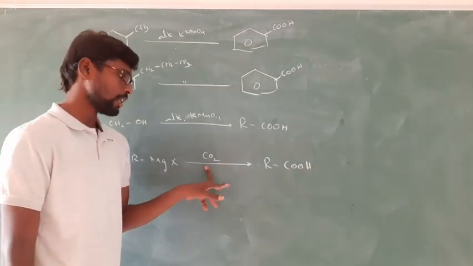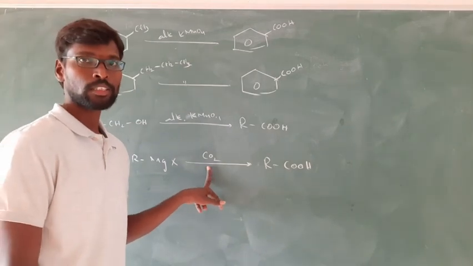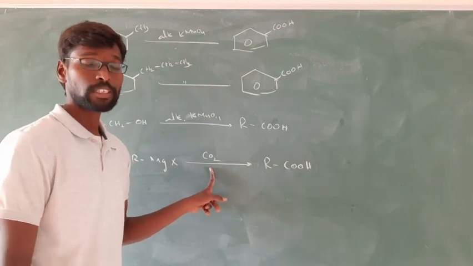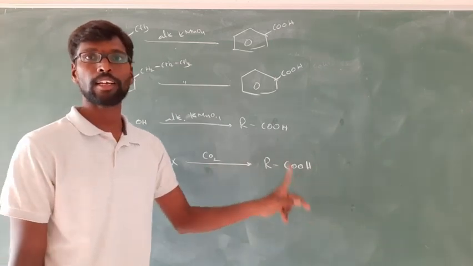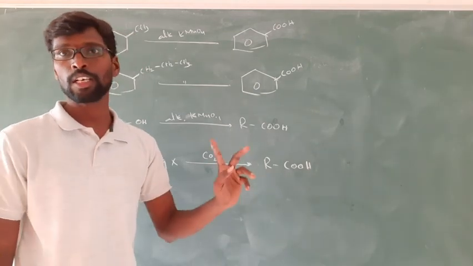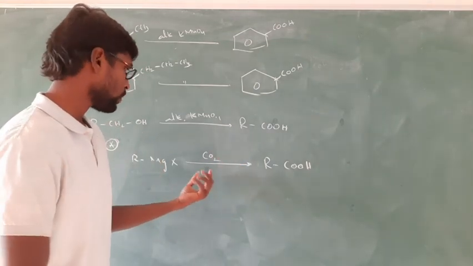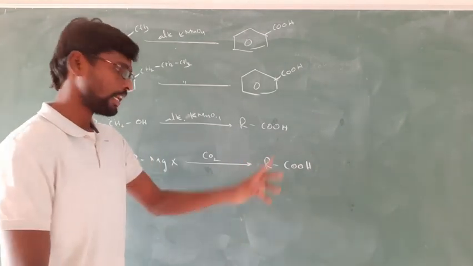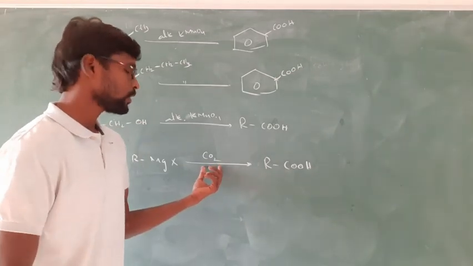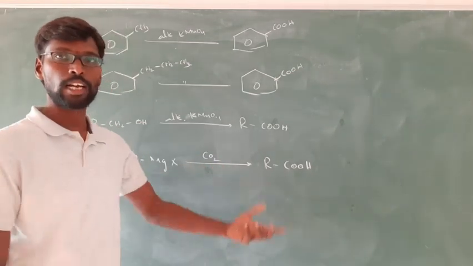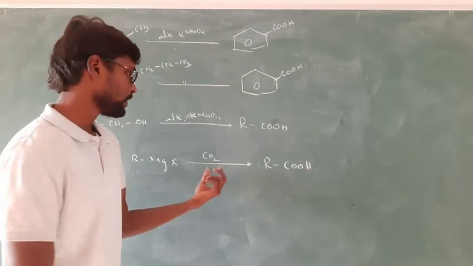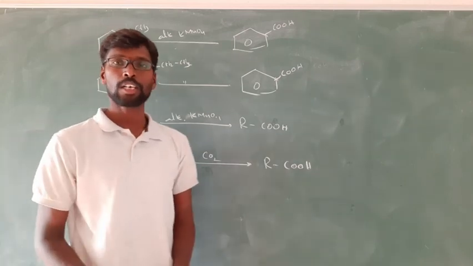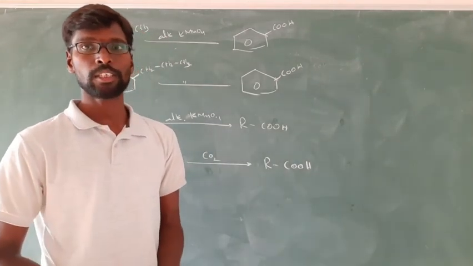If you take formaldehyde, you will get primary alcohols. If you take acetaldehyde, propanaldehyde, like that, you will get secondary alcohols. If you take ketones here, you will get tertiary alcohols. If you take normal HCl or H2O, if you hydrolyze this RMgX, you will get alkanes, and if you react with CO2, then you will get RCOOH. So these are the preparation methods for carboxylic acids.